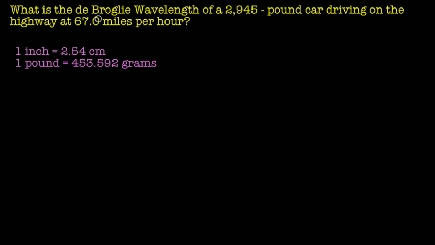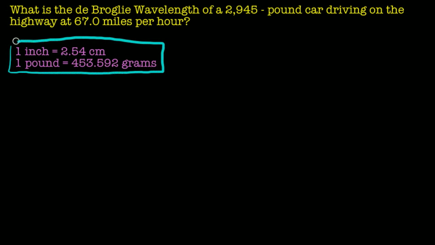It's somewhat of a straightforward problem, but here's the kicker. I actually had an exam question with more or less the same kicker, where these were the only conversion factors I got. 1 inch is equal to 2.54 centimeters, and 1 pound is equal to 453.592 grams. Based on that information, we should be able to figure this out completely.